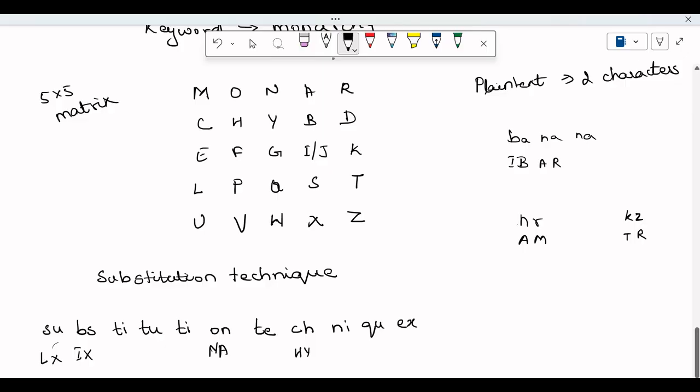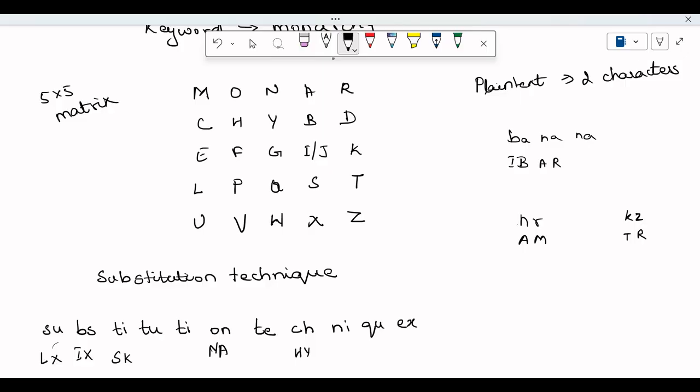Let us consider TI, different row and column. T is going to be replaced by the letter in its row and in the column of the other. And I is going to be replaced with the letter in its row and in the column of the other, which is K. So this is how the Playfair mechanism holds good.